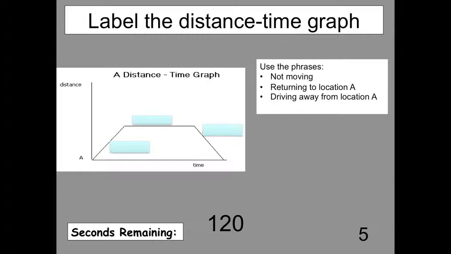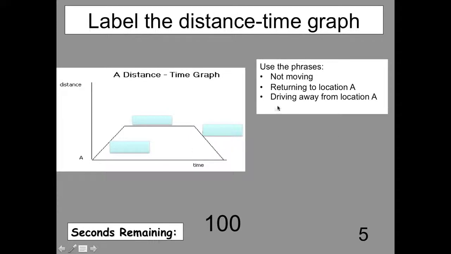Here, this is not on your word bank. You'll use these phrases here to fill in these areas. So this graph is distance over time. So over time, distance increases, then levels off, and then distance decreases.